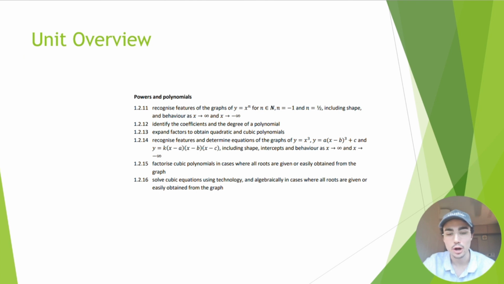With the unit overview. In the first section of this video, I'm going to define what a polynomial is and show you how you can identify the degree of a polynomial. I'll also consider n equals -1 and n equals 1/2 as examples that aren't polynomials, but are grouped within the powers and polynomials section, and you do need to know what those graphs look like. And I think you go into that with a bit more detail in inverse proportion as a section as well.